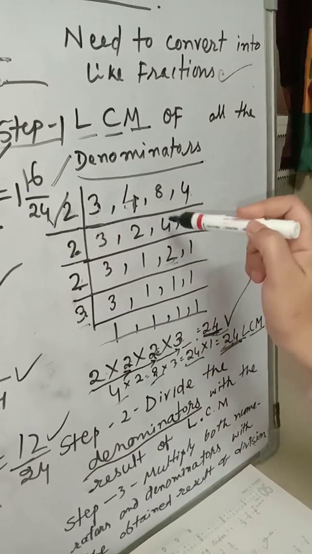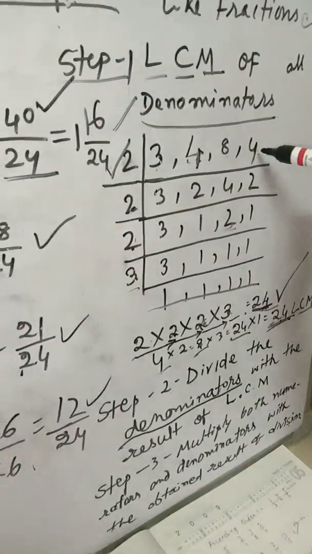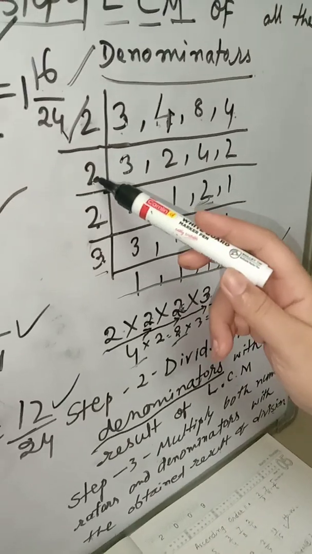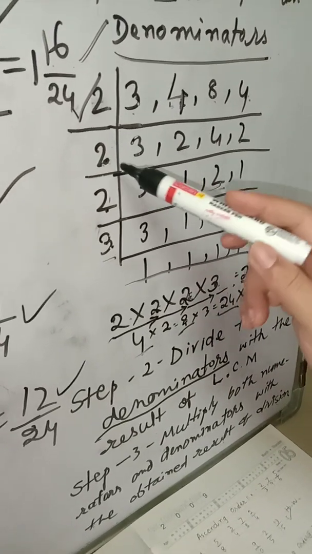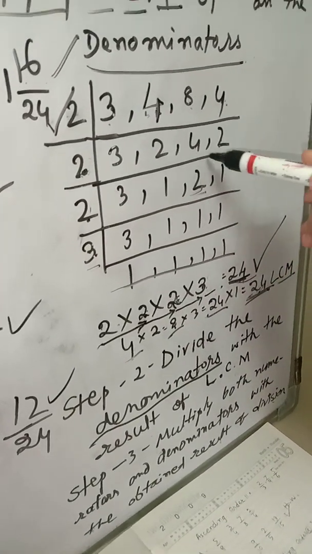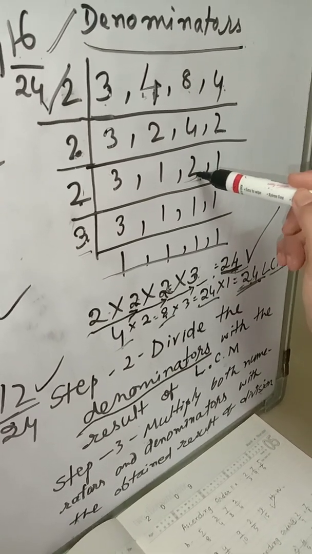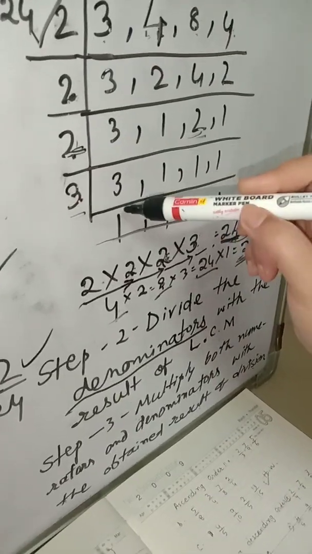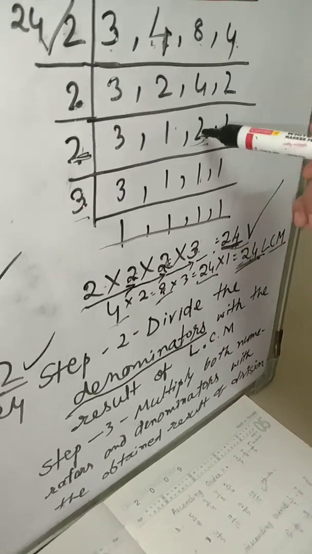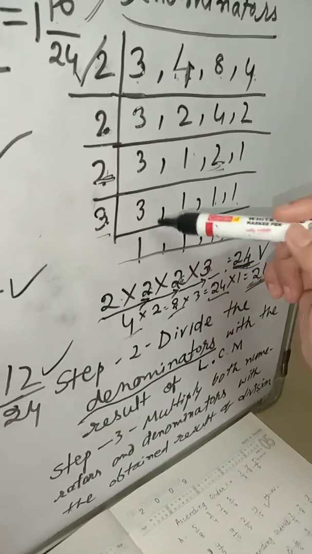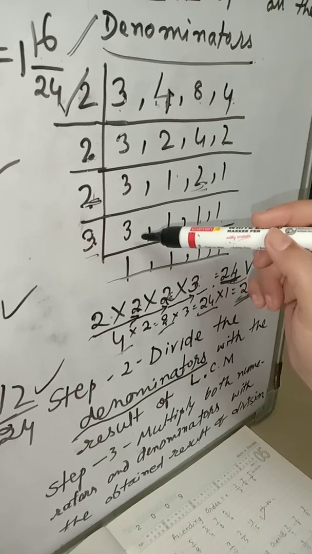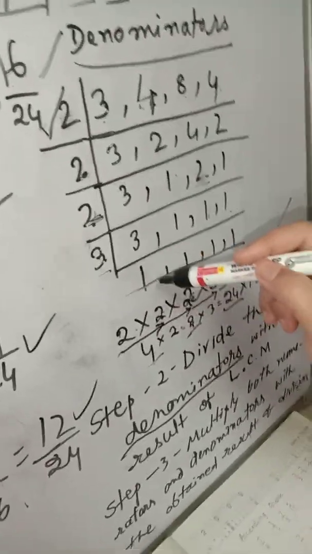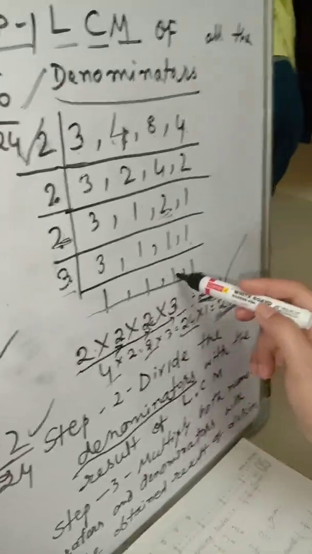Now 2 2s are 4, 2 4s are 8, 2 2s are 4. Again 2, 4, 2 are multiples of 2, so we are taking again 2. 3 will come down as it is. Then 2 1s are 2, 2 2s are 4, 2 1s are 2. Again 2 is there, so we are taking 2. 3 will come down, 1 will come down, 2 1s are 2, then 1. Then again 3, because we are going to the lowest number. So 3 1s are 3. Now we can see 1, 1, 1, 1 is there.